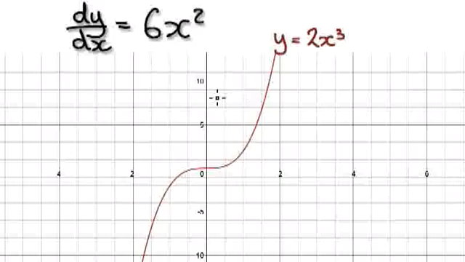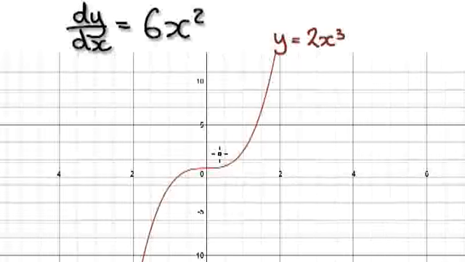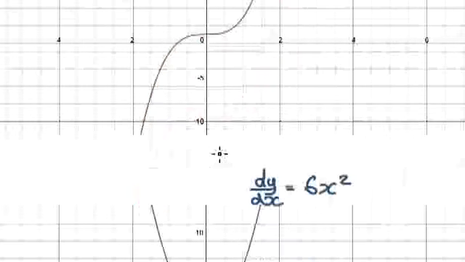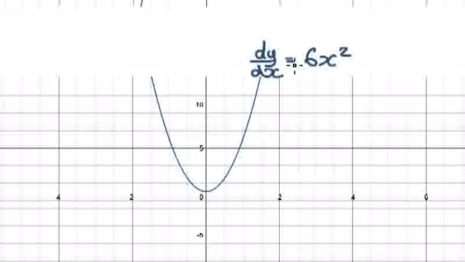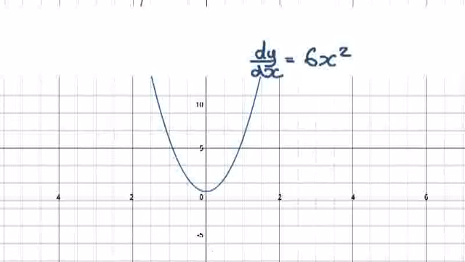My point is that your original graph, y equals 2x to the power of 3, looks like this. But then the gradient graph will look like this. And if you want to know the gradient, it is a straight reading. So your gradient graph will look like this.